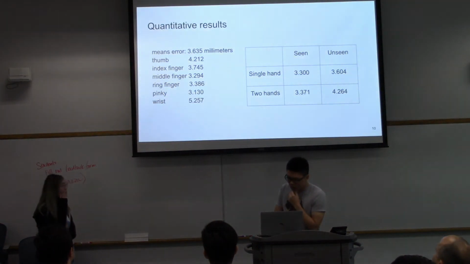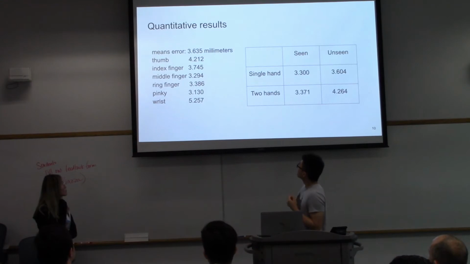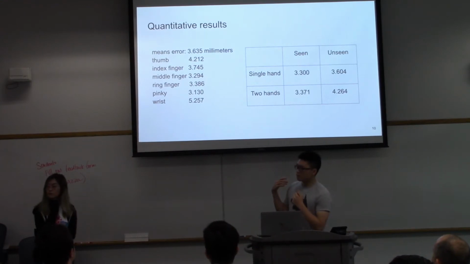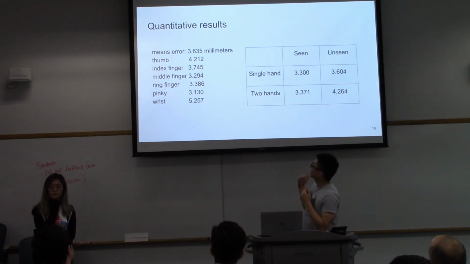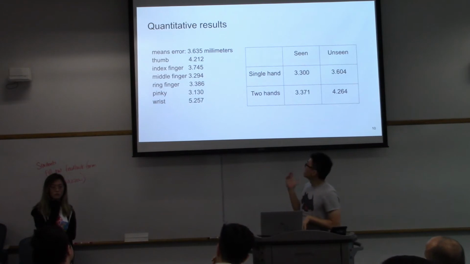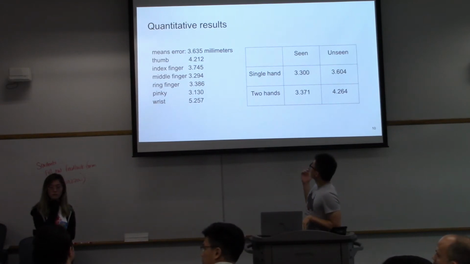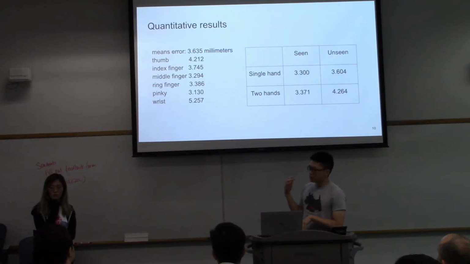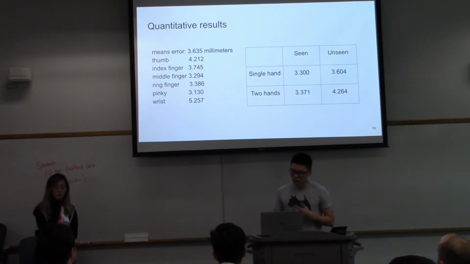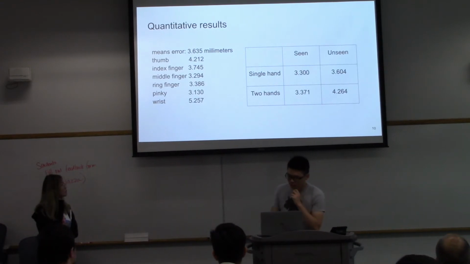Here are some quantitative results. It's quite obvious that on single hands, the method performs best. For two hands, there is occlusion. And for novel objects, it becomes harder since the distribution is different.